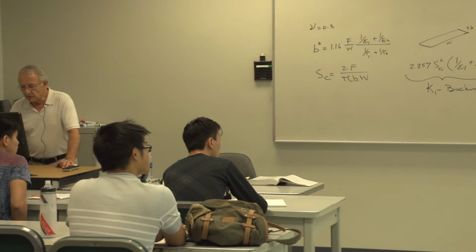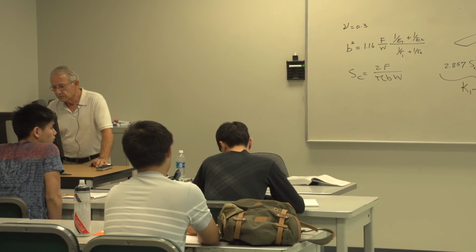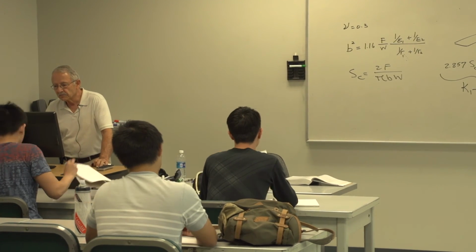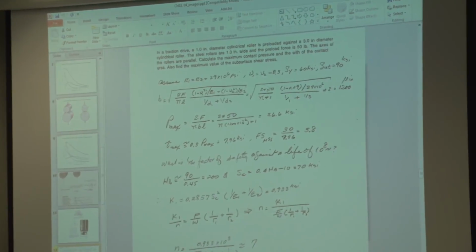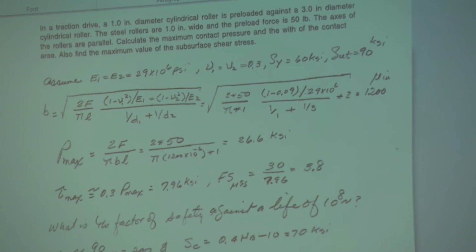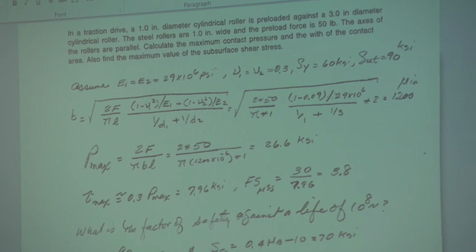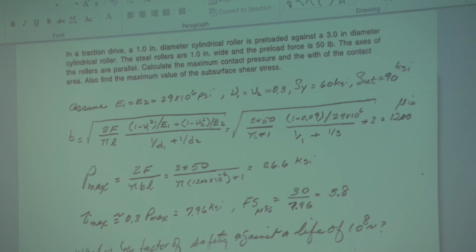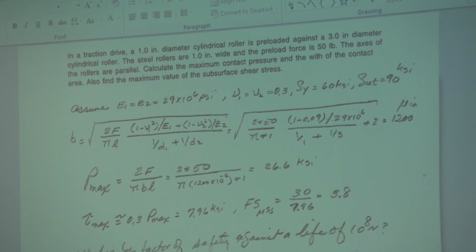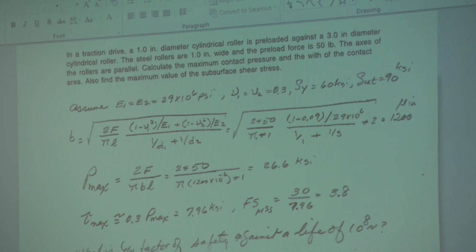Okay, let's take a look at an example problem. This is in your handout. So take a look. We read together. In a traction drive, a 1.0-inch diameter cylindrical roller is preloaded against a 3.0-inch diameter cylindrical roller. The steel rollers are 1 inch wide and the preload force is 50 pounds. The axes of the rollers are parallel, as they should be for us to be able to use these equations. Calculate the maximum contact pressure and the width of the contact area. Also find the maximum value of the subsurface shear stress.